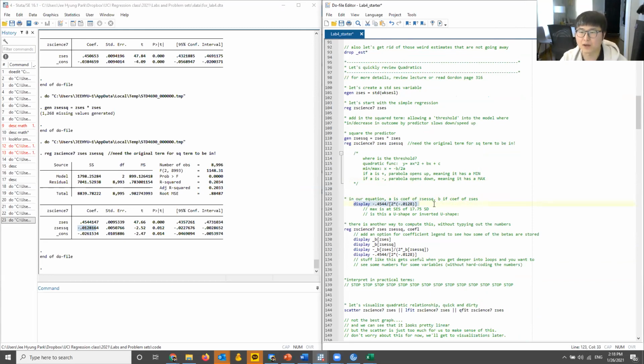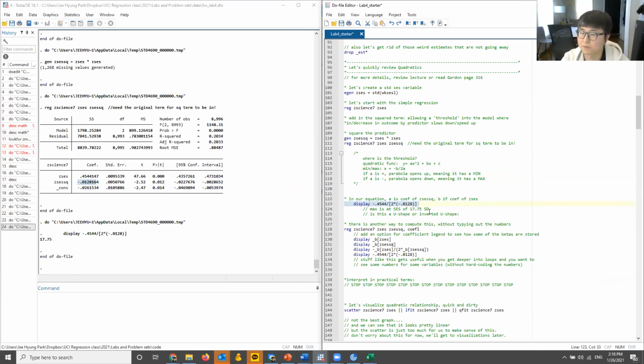You can compute where the min or the max is by setting the slope equal to 0. Sorry, I'm getting confused. You can plug into this equation these numbers, negative b divided by 2 times a, which is here, and you can ask Stata to just display or print the results of a basic computation, and it'll give it to you.